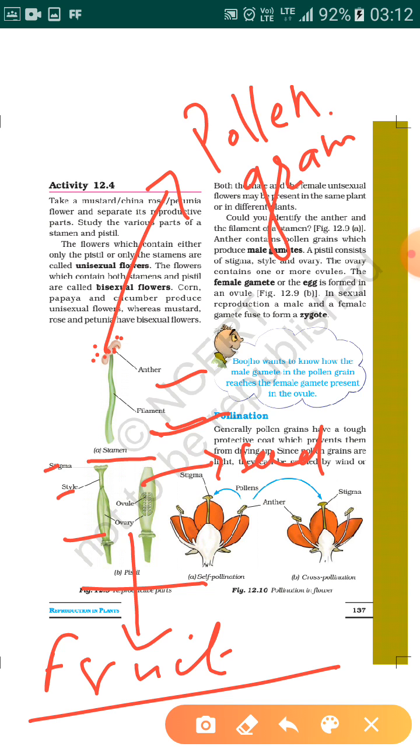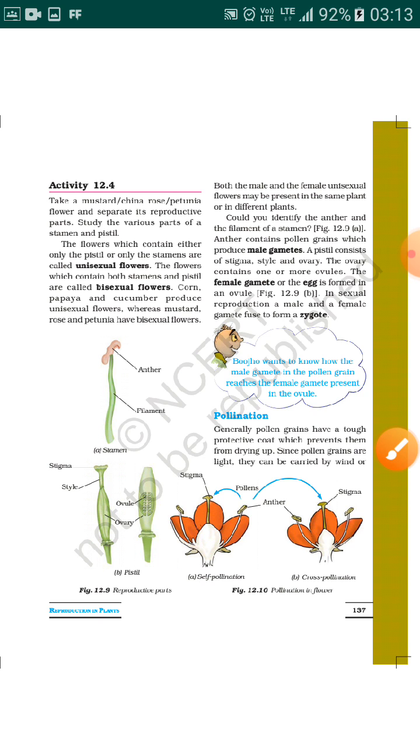It means initially it would have had many ovules. So many ovules, many seeds. Okay, and the ovule in future becomes seed, and the ovary in future becomes the fruit when it ripens. Okay, now see what happens, how the pollen grains come to the female part.